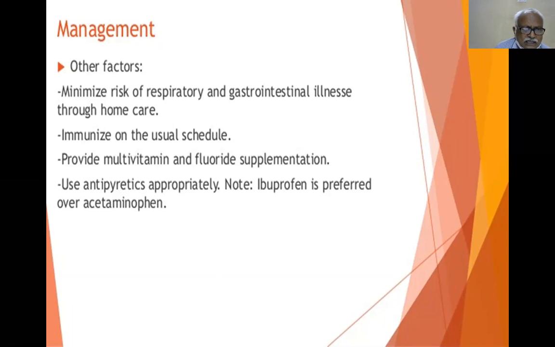Of course, very costly. Immunization for influenza costs 1,400 rupees for one injection. And pneumococcal vaccination will cost around 2,000 rupees for one schedule. And we have to give it 2 to 3 times. So remember, these are cost effective. Immunize on the usual schedule. Provide multivitamin and fluoride supplementation also.